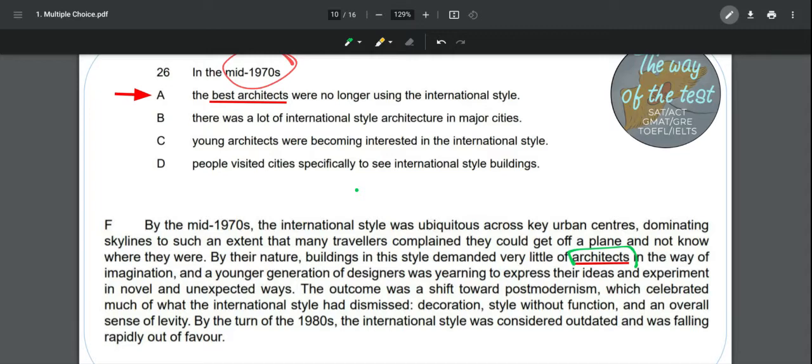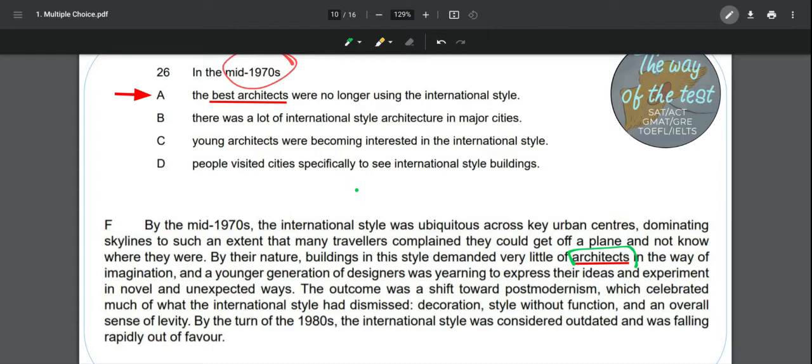Okay, demanded very little of architects. We don't have any reference to the best architects. Just by that, if you have seen the video for process of elimination, you can see that the word best is an extreme word. When you have superlatives like best, worst, the most, least, or the greatest, or any other superlative, that itself is an extreme word, which means if that word is not in the text, then you cannot use it. You don't know whether they are the best or not. They are just architects, okay? Now, that's kind of the superficial reason, but it's still a valid reason.